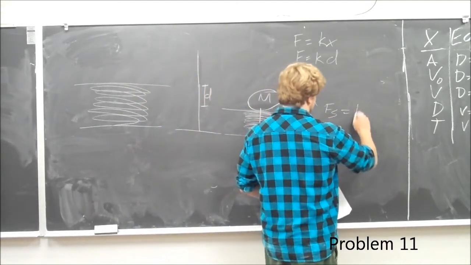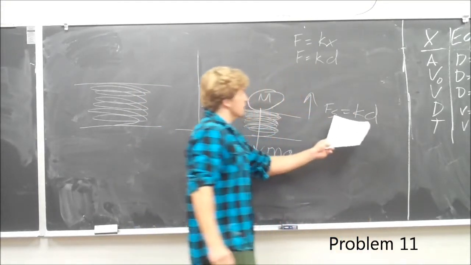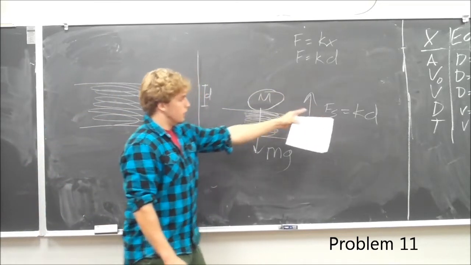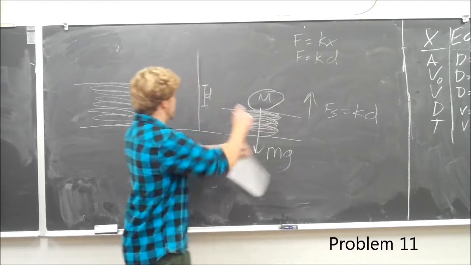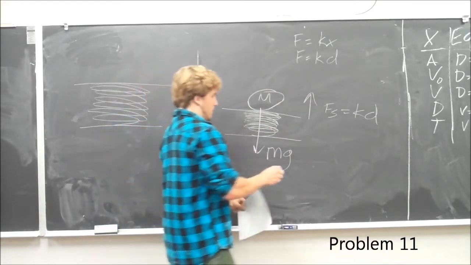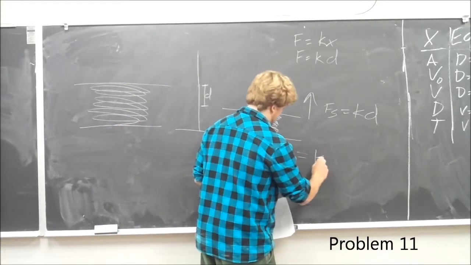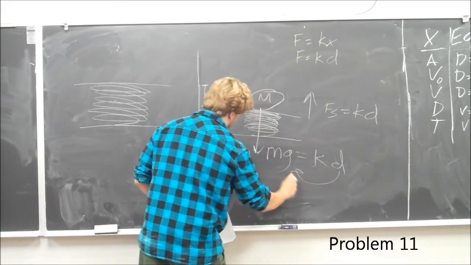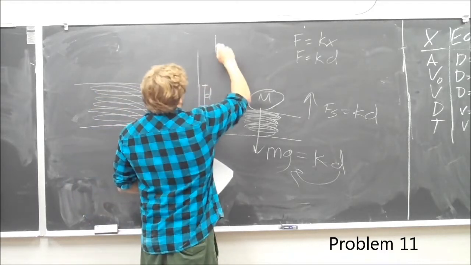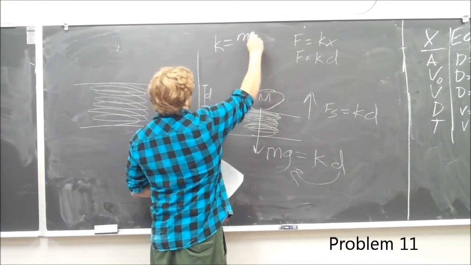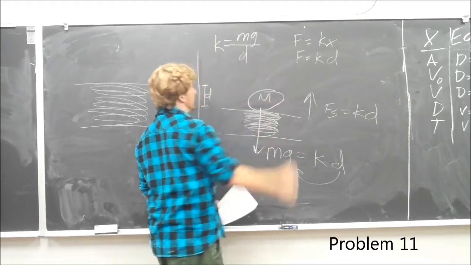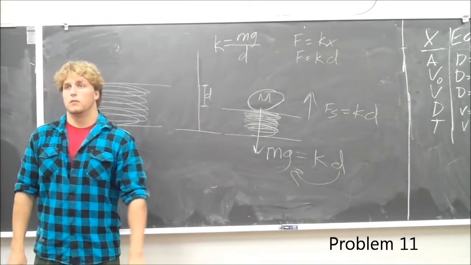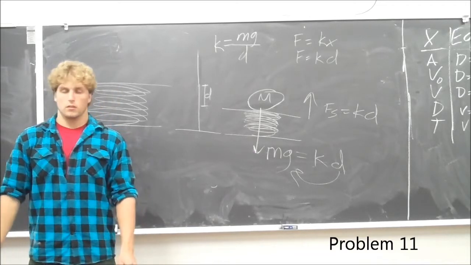And in this case, Fs is equal to kd, right? The force is equal to the spring constant times the distance that has changed. So that means mg is equal to kd. We're looking for k. All we do is bring it over here. k is equal to mg over d. If you draw this question out, or any question like this, try this.